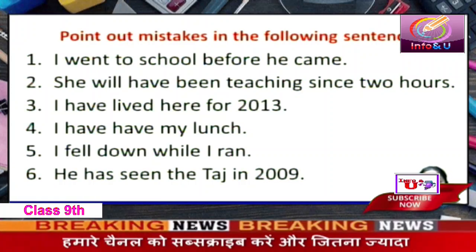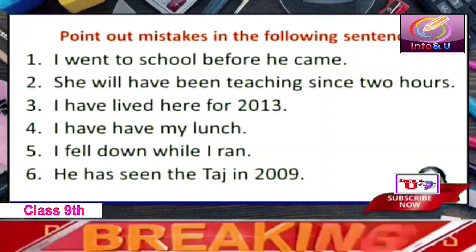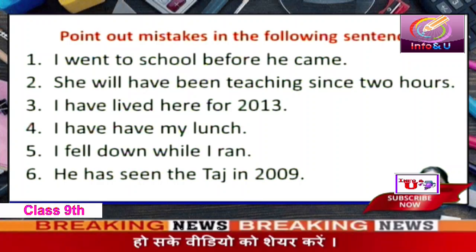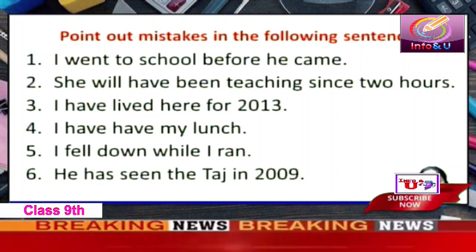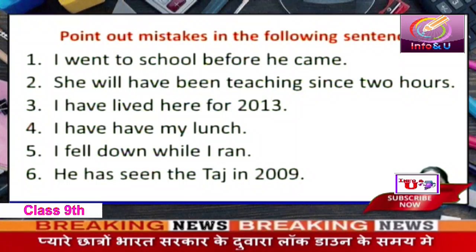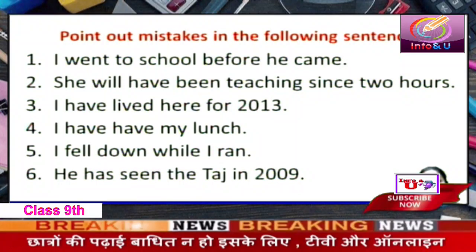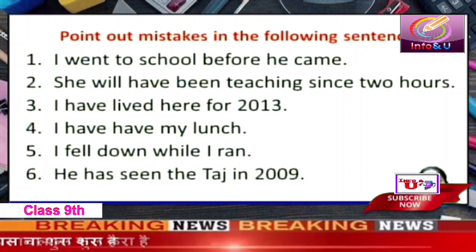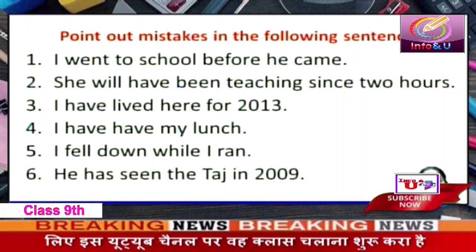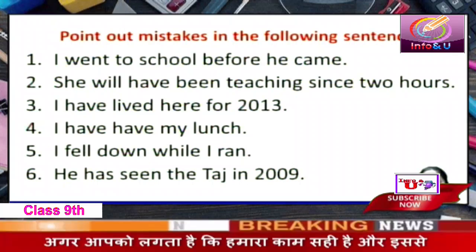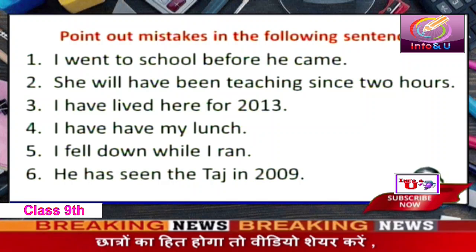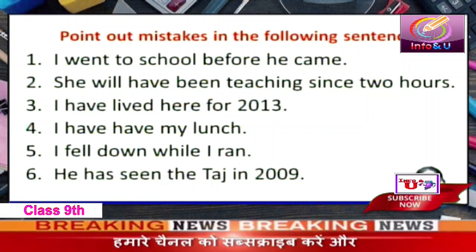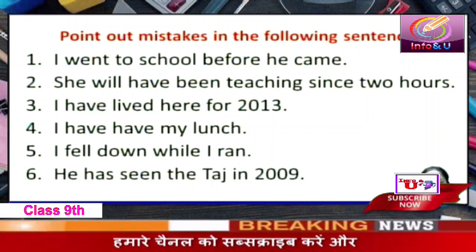I have my lunch. What is the mistake? Have is followed by the third form of verb. Here first have is used as the helping verb and the second have should have been the main verb in the third form. So it should be I have had my lunch. This sentence will be in the present perfect tense. Have followed by the third form of the verb. I have had my lunch.